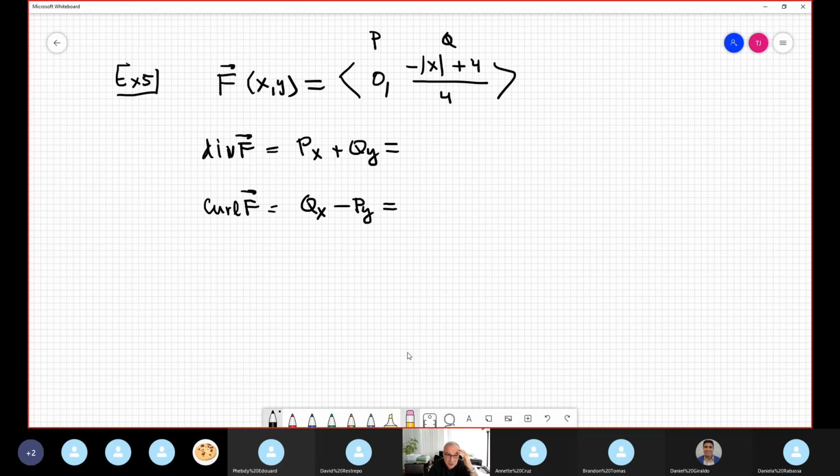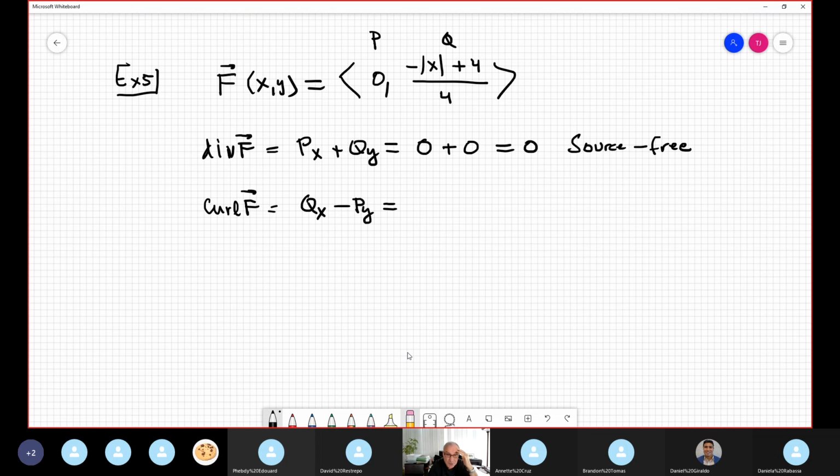So we do the divergence first. The partial derivative of p with respect to x is 0, and the partial derivative of q with respect to y is 0. So it is 0, source free, this vector field. Now, in this case, a little bit more complicated: q with respect to x.